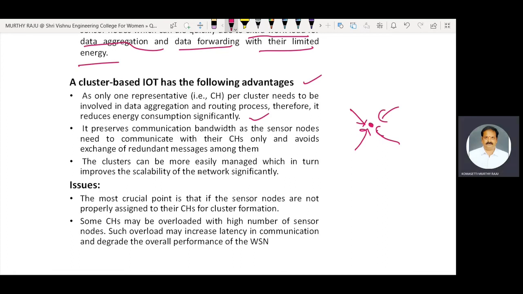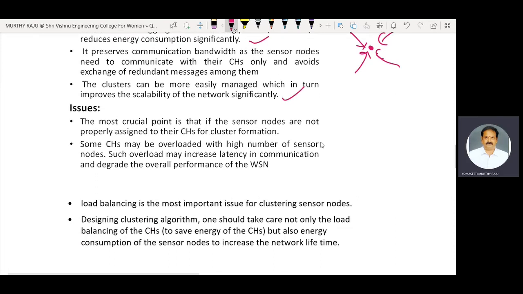The clusters can be more easily managed, which in turn improves the scalability of the network significantly. Issues: the most crucial point is that if the sensor nodes are not properly assigned to their cluster heads for cluster formation, suppose the sensor nodes do not properly elect the cluster head, then the cluster head does not have the ability to perform all these tasks.